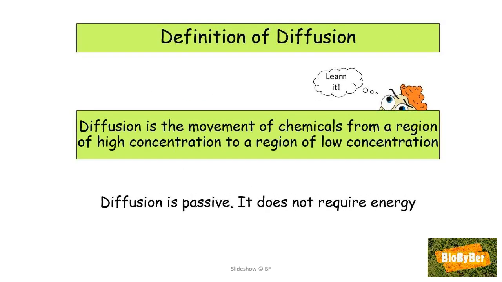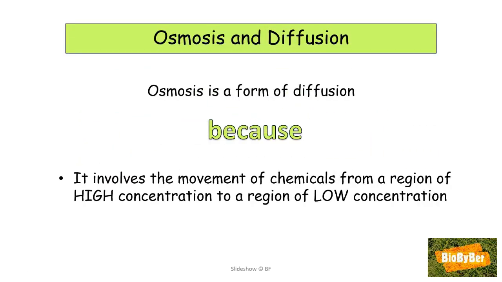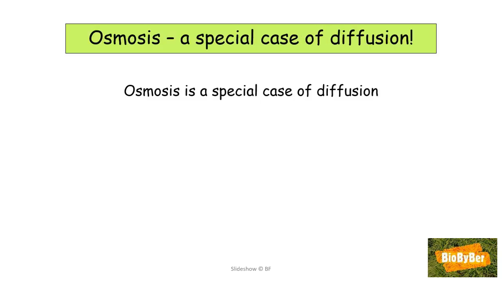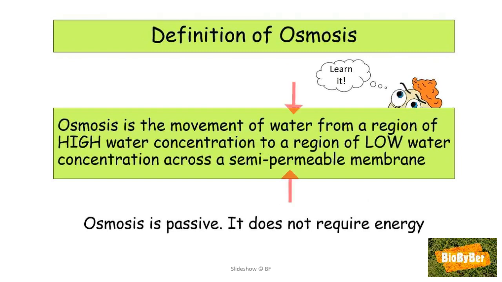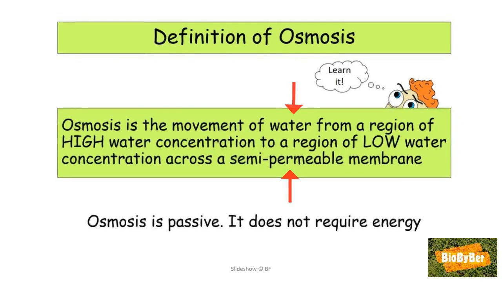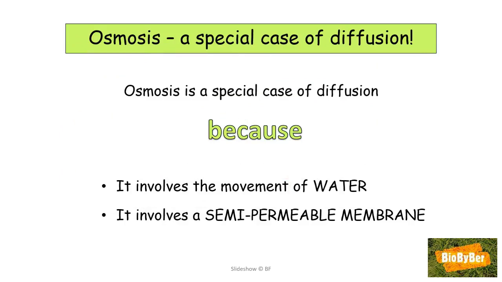At this point, we should have realized that osmosis and diffusion are very closely related. Osmosis is a form of diffusion because it involves the movement of chemicals from a region of high concentration to a region of low concentration. Recall, we come down from a high. It's like diffusion because it is a passive process. Osmosis is actually a special case of diffusion because it involves the movement of water and it involves the semi-permeable membrane.